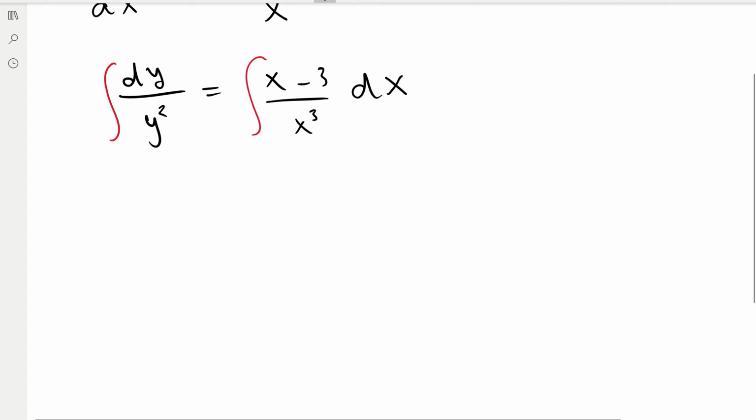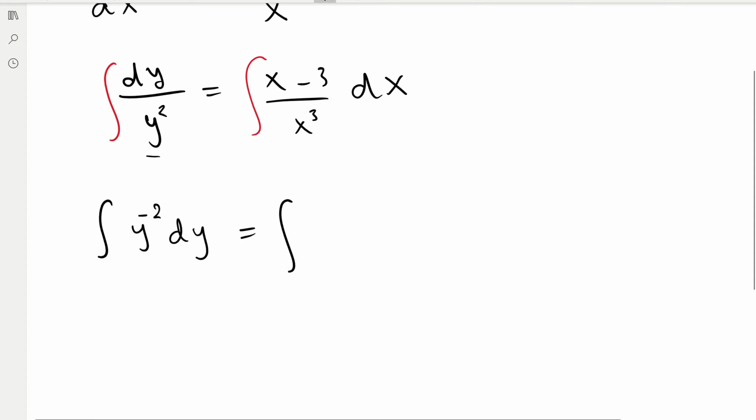Perfect. Now how do you integrate this left hand side? Well, let's just rewrite it as y to the minus 2. If you take y squared to the numerator, all of a sudden the power becomes negative. How about the right hand side? Now that looks a little bit complicated. How do we integrate that? Well, we have to use an algebraic trick. What we can do here is divide each term in the numerator by x cubed.